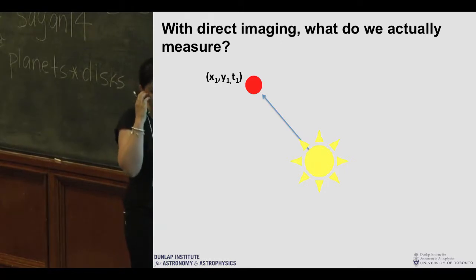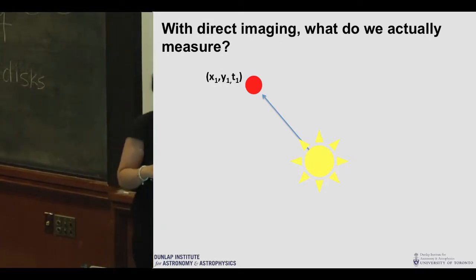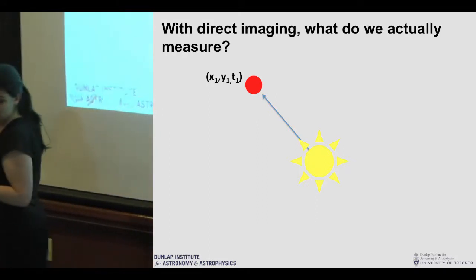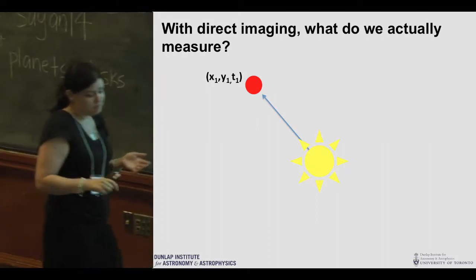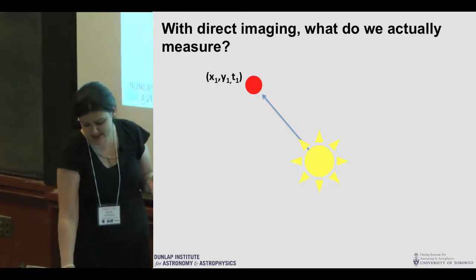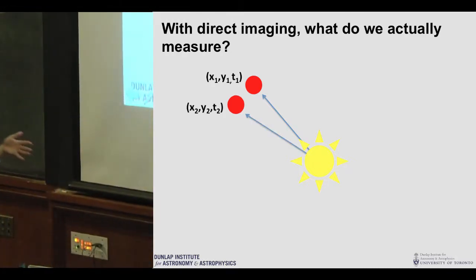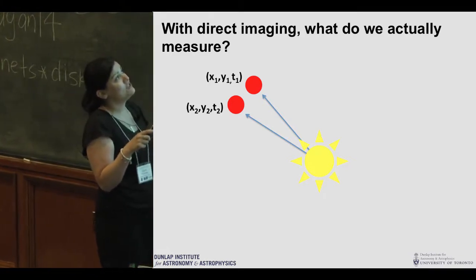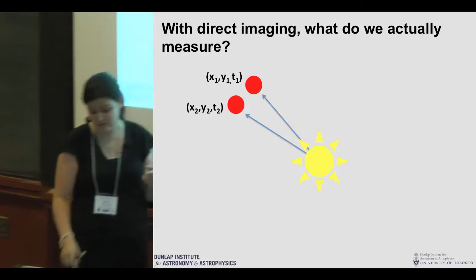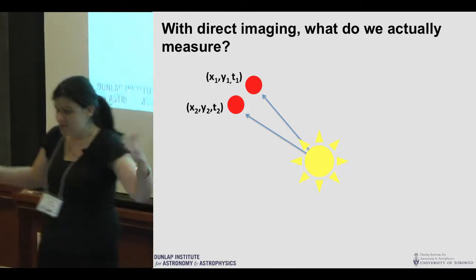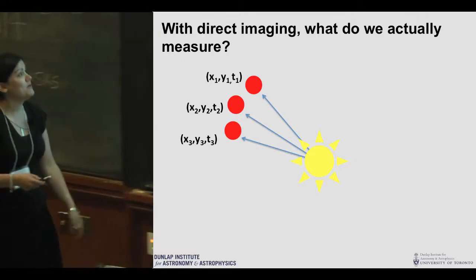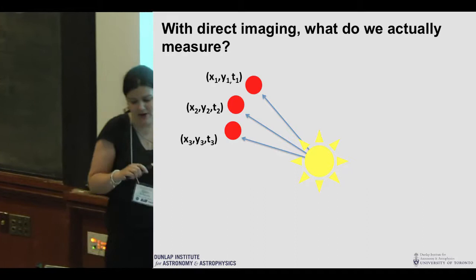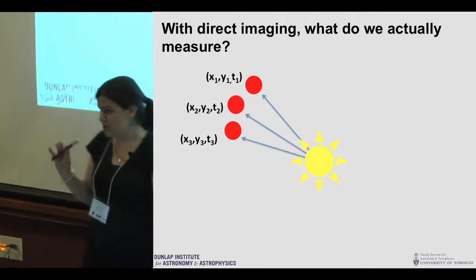You could do it in r and theta, but since our detectors are basically square grids, our real measurements are usually of x and y and some sort of time. And if we're lucky and the TAC likes us, we get to go and get a second measurement, and then we get x2, y2 at a second time. Because we have two positions and two times, we then have one velocity measurement. And if you're super lucky, you get to keep going back to the telescope and getting more time, more x's, y's, and times.